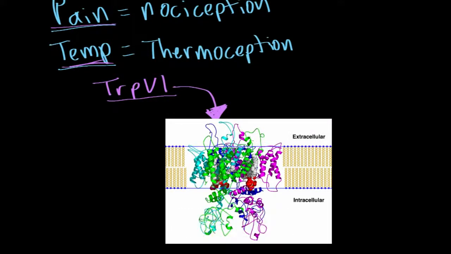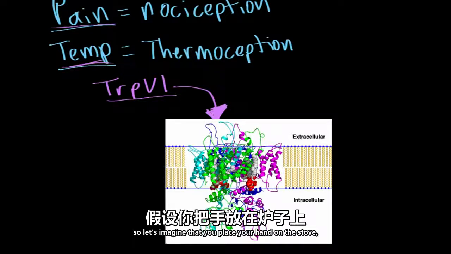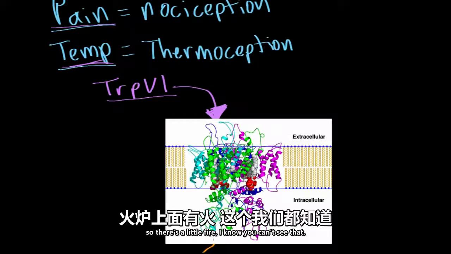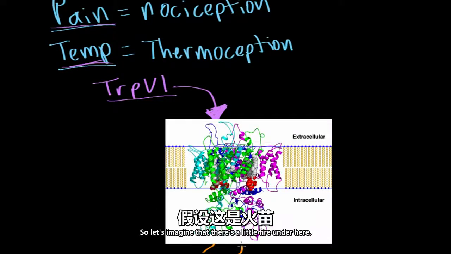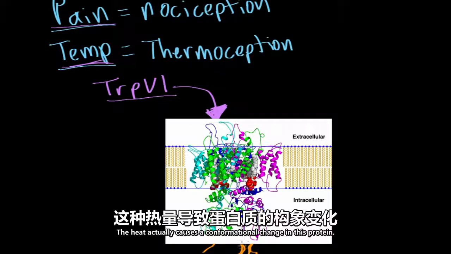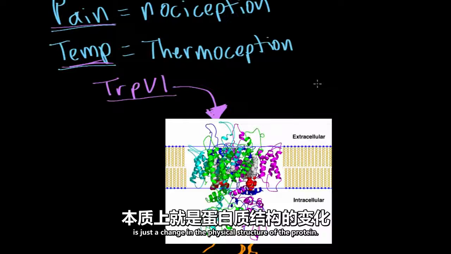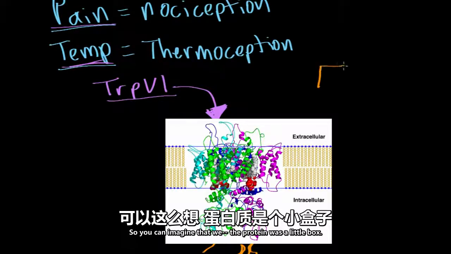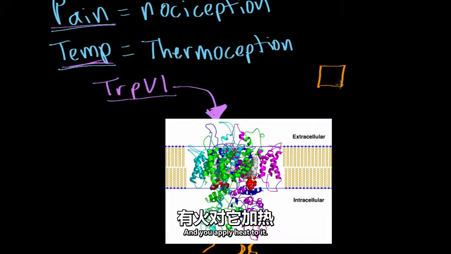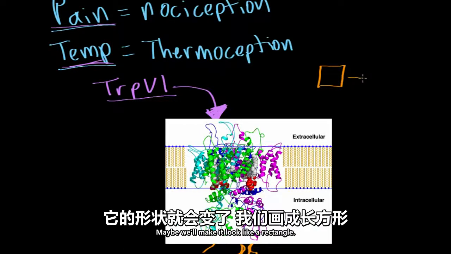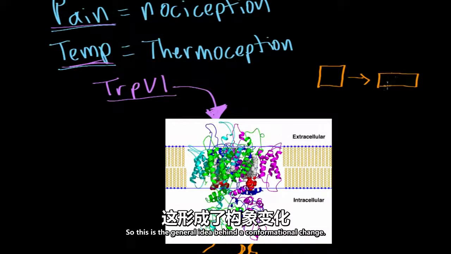And how this receptor works is whenever there's a change in temperature, so let's imagine that you place your hand on a stove, so there's a little fire. Well, you can't see that, so let's imagine that there's a little fire under here. The heat actually causes a conformational change in this protein. And basically what a conformational change is, is just a change in the physical structure of the protein. So you can imagine that the protein was a little box, and you apply heat to it, maybe we'll make it look like a rectangle.